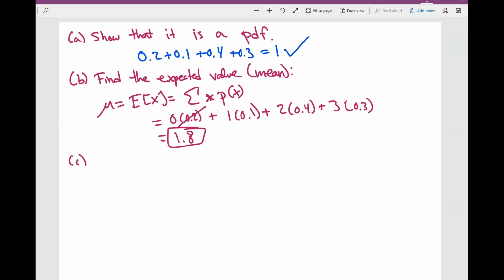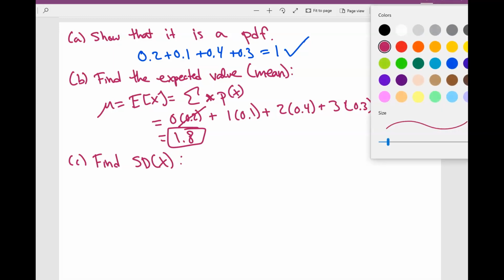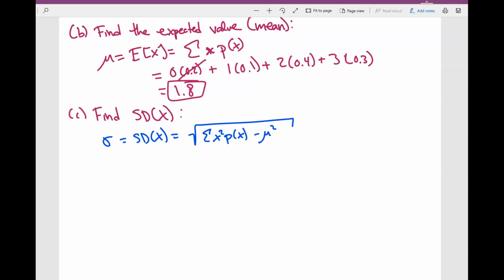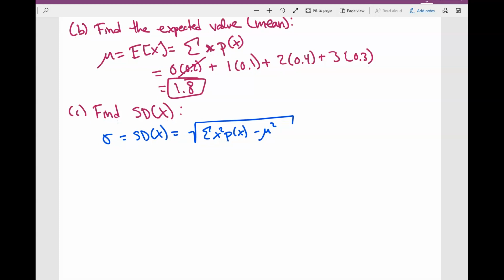Okay, so now let's do part C. Part C says find SD of x, so find the standard deviation. Like I said before, I think the easier way to find the standard deviation is by using this formula. Sigma, which is equal to SD of x, is equal to the square root of the sum of x squared times p of x, minus mu squared. Let's first start off by figuring out what this part is, and then we'll figure out the other part.